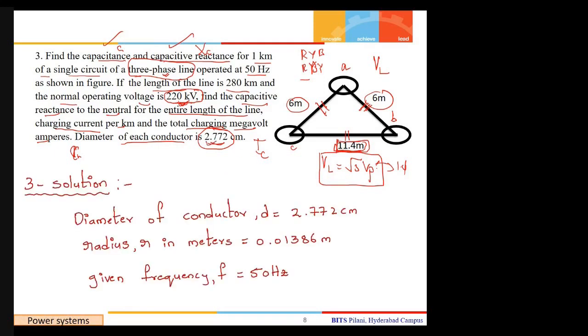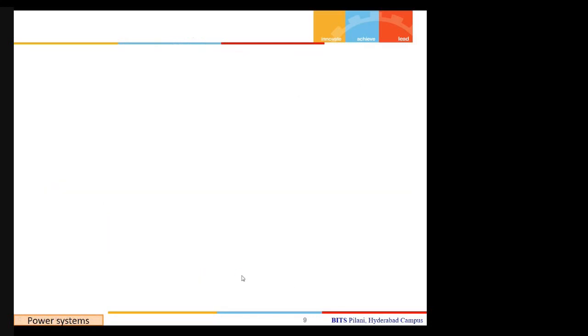So here the diameter is 2.772 centimeter. You have to first obtain the radius of the conductor in meter, because meter is the SI unit. So you have to convert that into meter and obtain the radius as diameter by 2. Given the frequency of 50 Hertz. So we have been given the frequency of 50 Hertz.